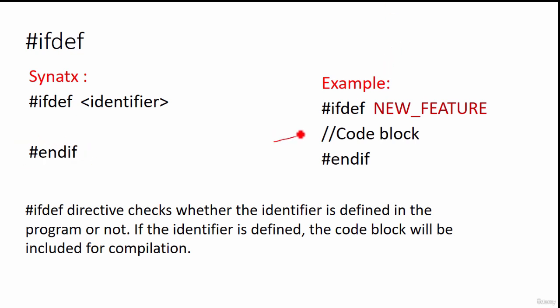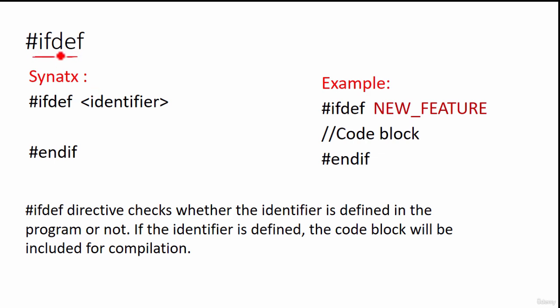Alright, so here is an example. What this tells the preprocessor stage of the compilation is that if this NEW_FEATURE macro is defined in the program, then only include this code block, otherwise exclude this code block. So that's the meaning of these statements.